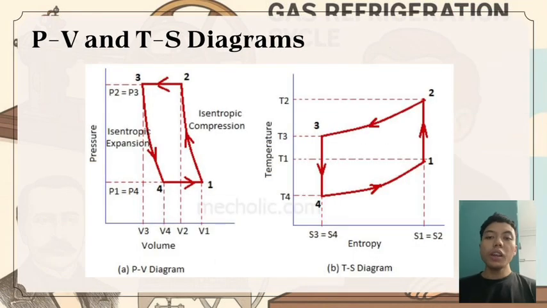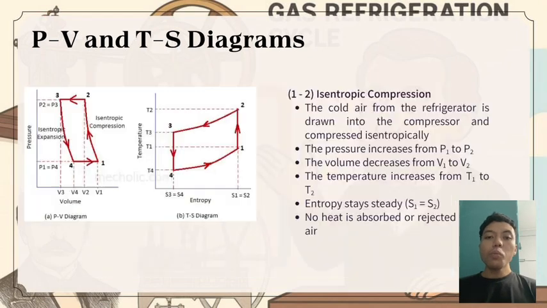Now, how does the air cycle actually work? From point 1 to 2, isentropic compression takes place. The cold air from the refrigerator is drawn into the compressor and compressed isentropically. The pressure and temperature increase while the volume decreases. Entropy stays constant during this process. There is no heat absorbed or rejected by the air.